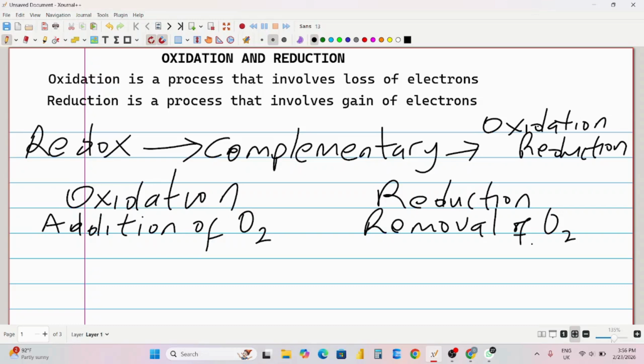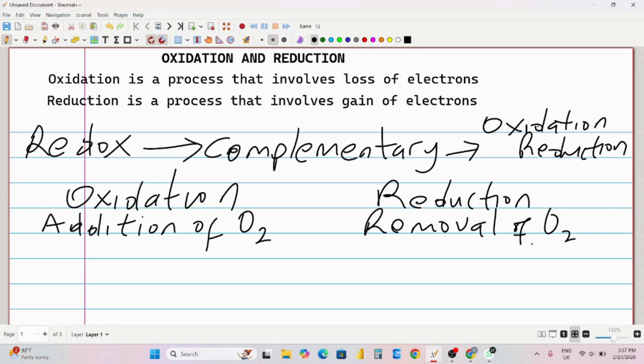So let me narrow it down for you. If a substance is giving out oxygen, then that substance is undergoing oxidation. If a substance is removing oxygen, then that substance removing the oxygen is undergoing reduction. We're going to see samples shortly.